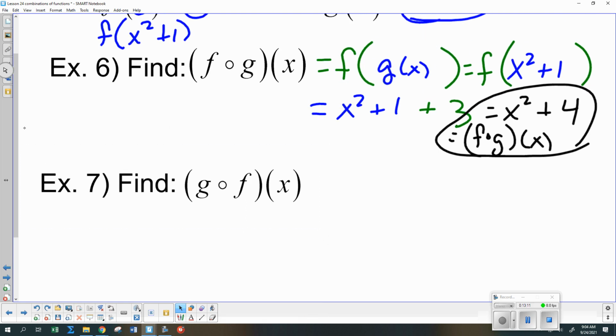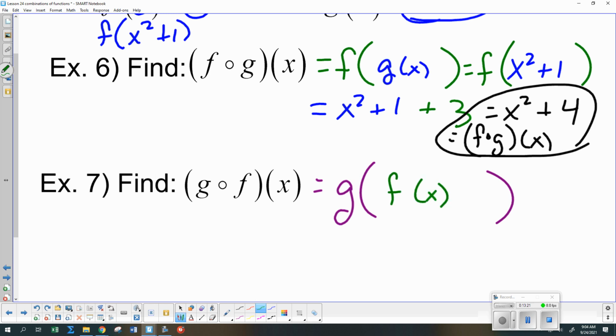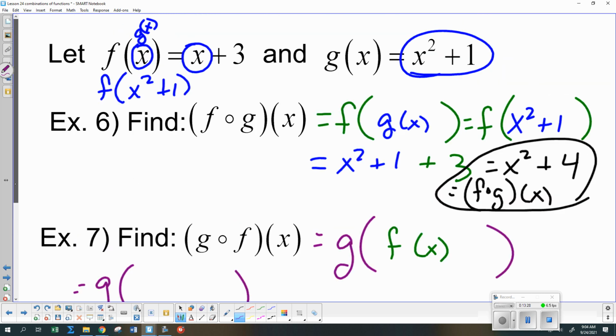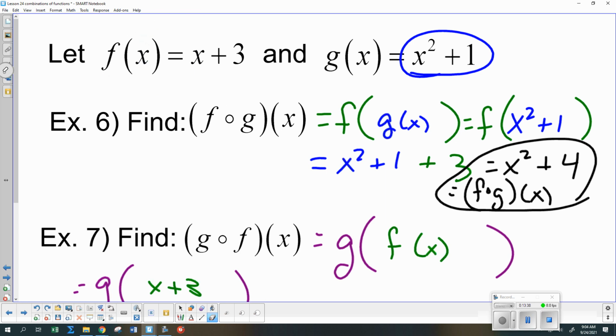So this time, I am doing g of f of x. Back where I can see, f of x was x plus 3. So f of x is x plus 3. So if I'm doing g of f of x, I'm doing g of x plus 3.